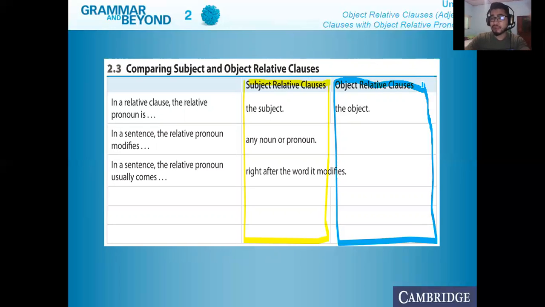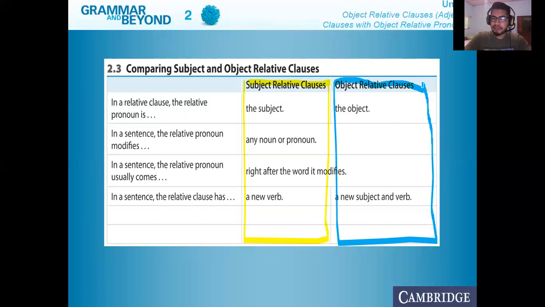In both cases, right after the word it modifies, with the difference that in subject relative clauses, it can go a little bit at the beginning sometimes, depending on the kind of sentence that you have. In a sentence, the relative clause has a new verb, okay? The relative clause has a new verb. So in this case, we're talking about a new verb, for example, I can tell you, that is the person who came to the class. Who came to the class? Who came? So that is the person. You have another verb, who came.